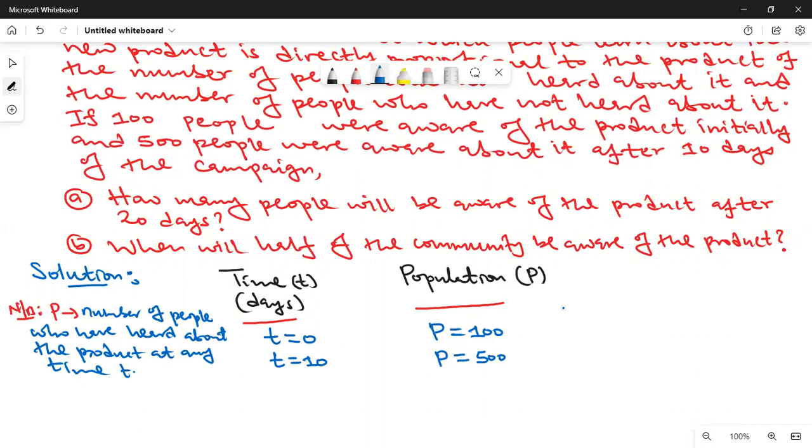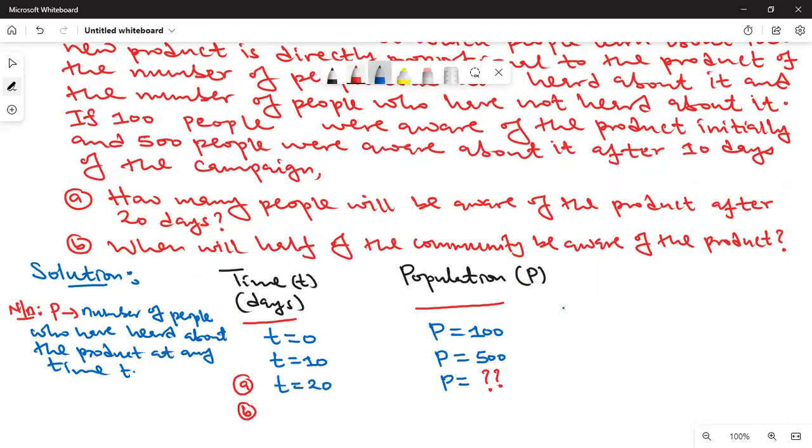Now, in part A, we need to know how many people will be aware of the product after 20 days. So when time is 20, how many people will be aware of the product? That is part A. And in part B, we are asked to determine when will half of the community be aware of the product?